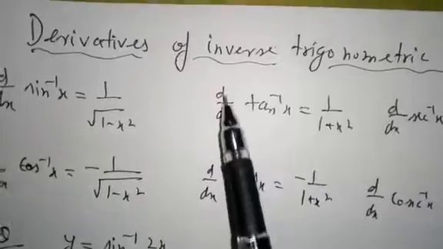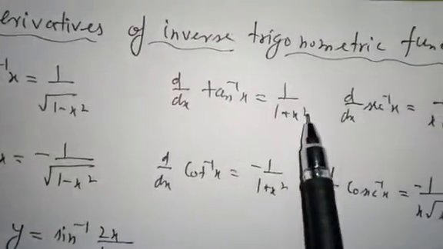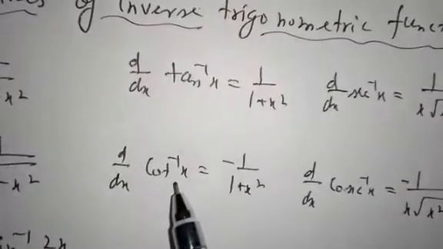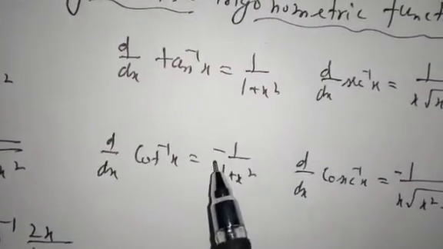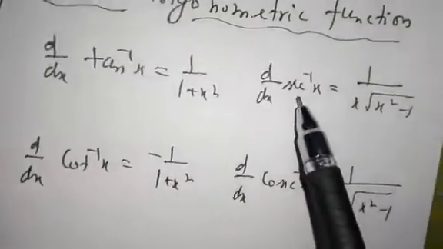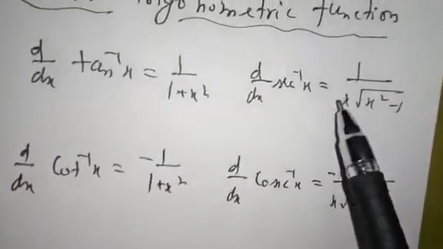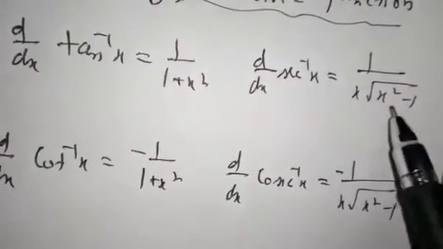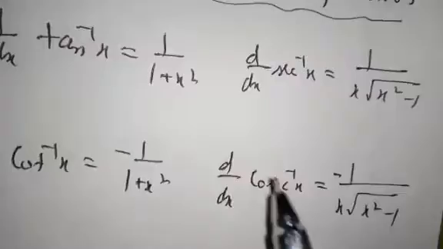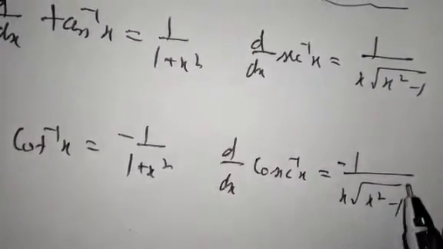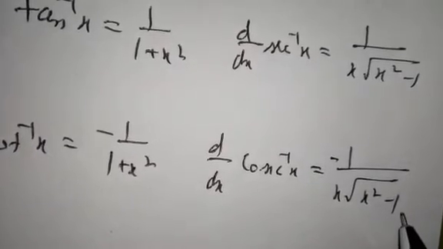Now derivative of tan inverse x is 1 upon 1 plus x square. Similarly, derivative of cot inverse x is minus 1 upon 1 plus x square. Derivative of sec inverse x is 1 upon x under root x square minus 1, and derivative of cosec inverse x is minus 1 upon x under root x square minus 1.